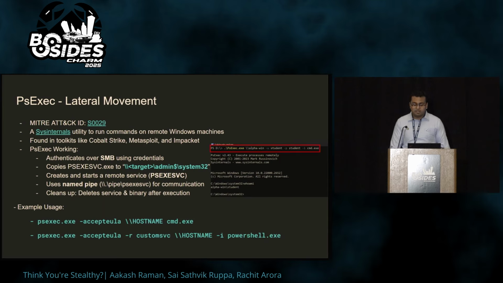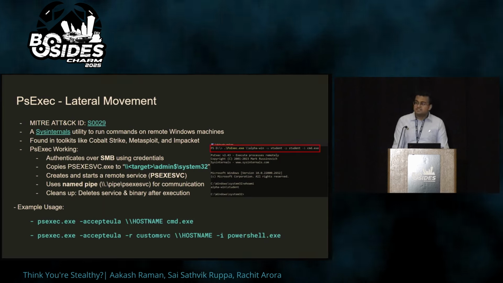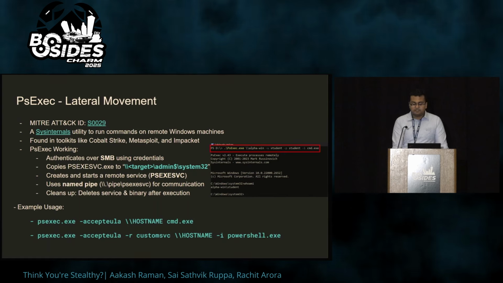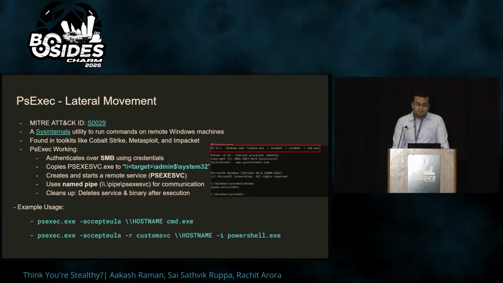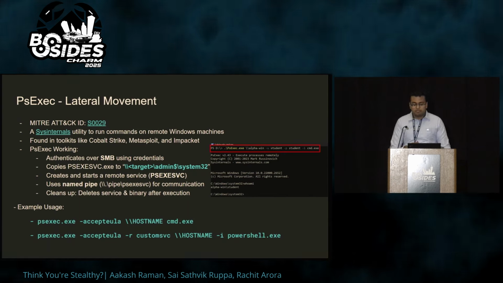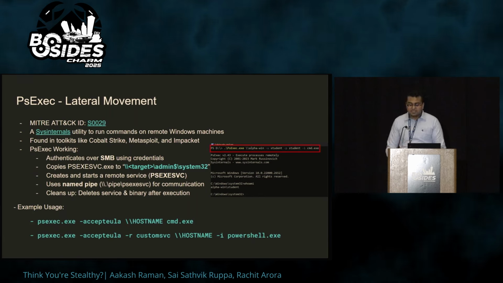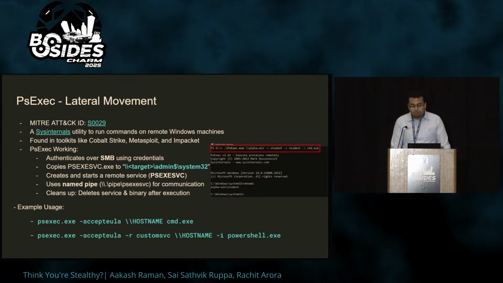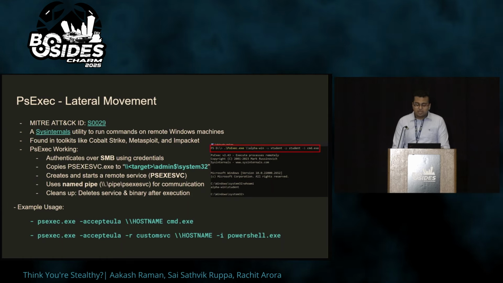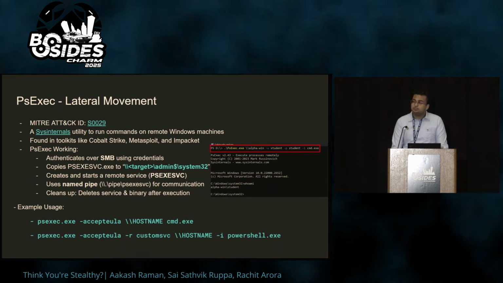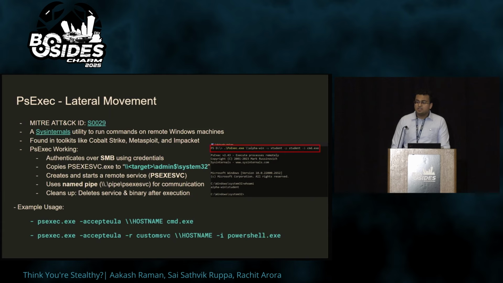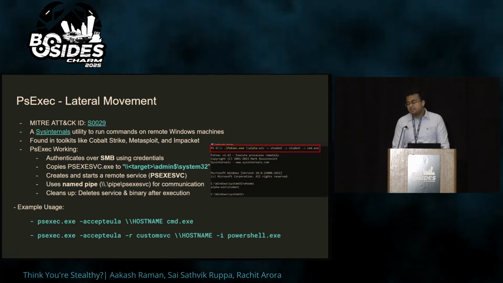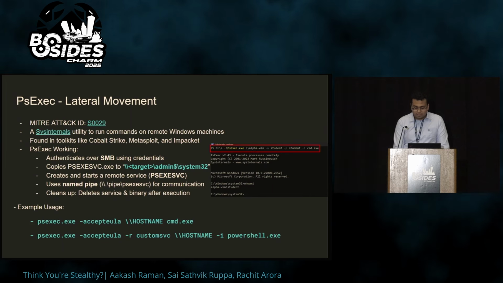Both are deleted. So the first time you run psexec, you have to accept the end user license agreement. That's what's shown in the flag accept EULA. You also give a host name for the machine you're trying to remotely access, and then the command that you want to run. Normally in lateral movement, specifically when psexec is used, the -r flag is used for creating a custom service. The default service is psexesvc.exe, and the -i is for interactive mode.